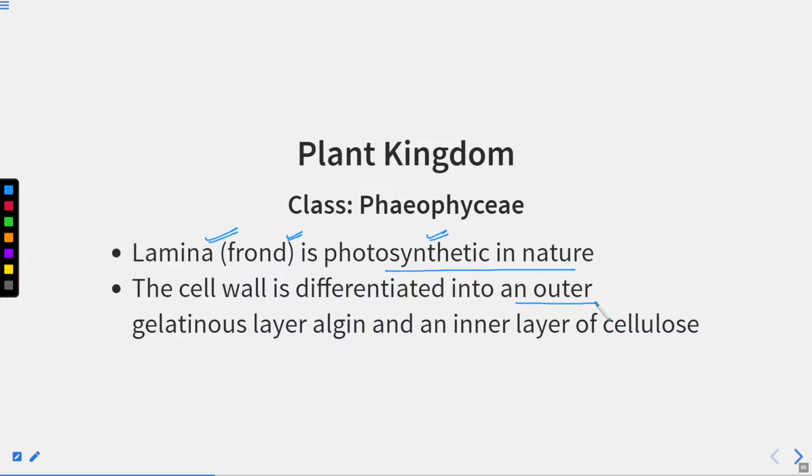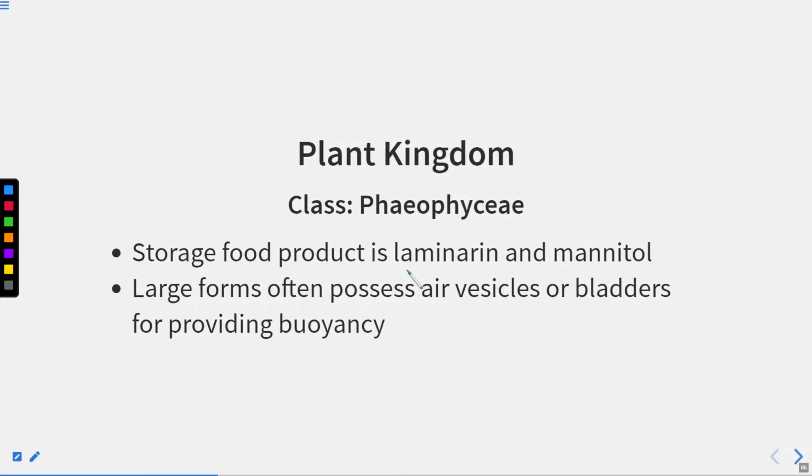Cell wall is differentiated into outer gelatinous layer, algin, very important point. So the cell wall can be differentiated into two forms, means two layers are there. The outer gelatinous layer that is made up of algin, this is the hydrocolloid, and the inner layer that is made up of cellulose. Storage products are the laminarin and mannitol. Large forms often possess air vesicles or bladders that provide buoyancy to the organism. So these algae can float on the surface because they are having air vesicles or bladders.